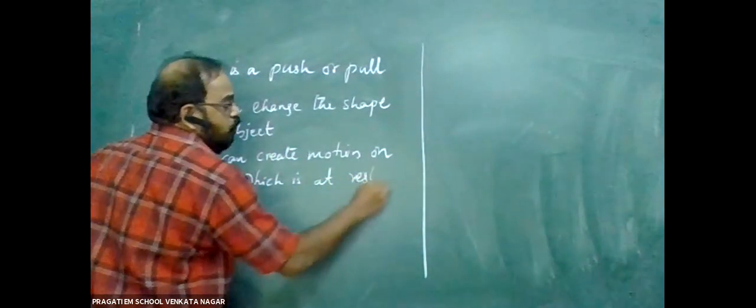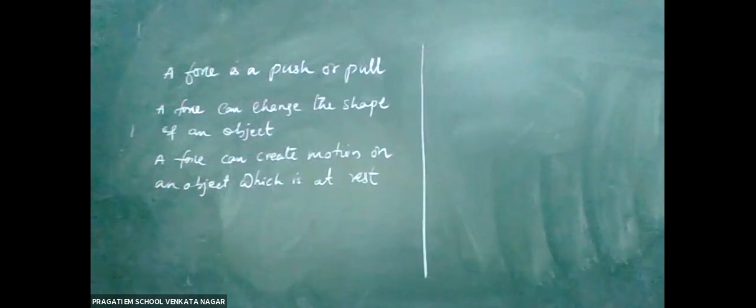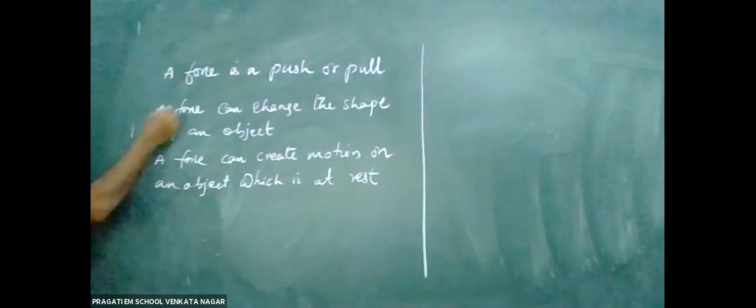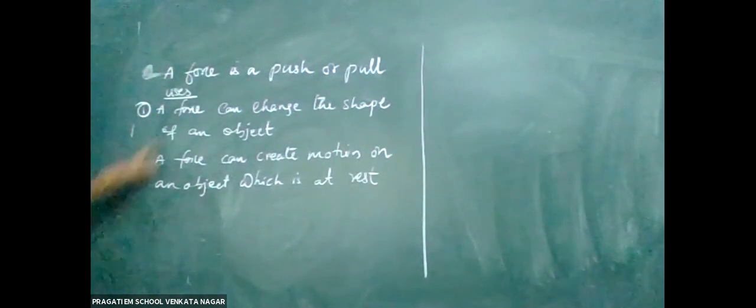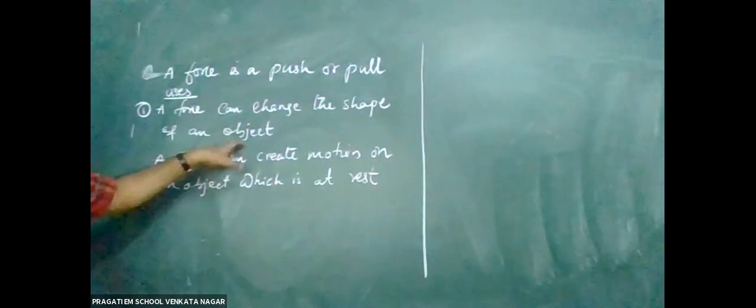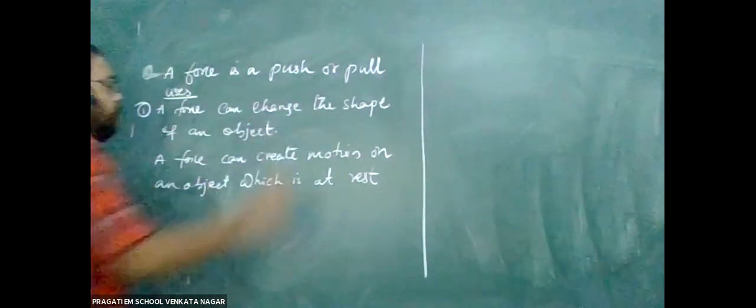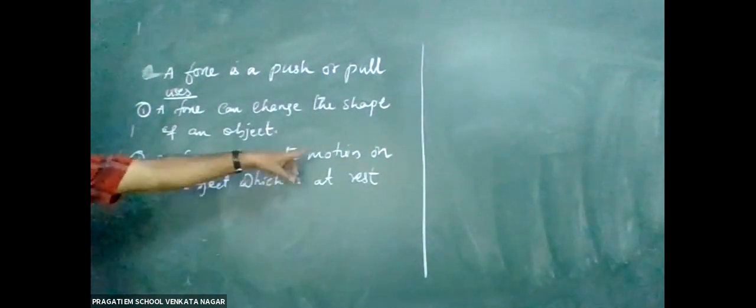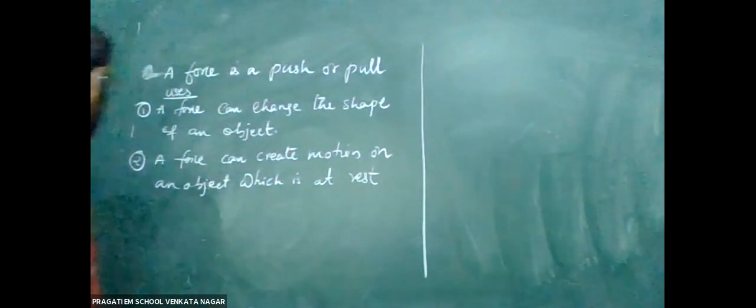These are also the uses of force, so we can give numbers here. The definition: a force is a push or pull. And what are the uses? First, a force can change the shape of an object. Another use, a force can create motion on an object which is at rest. And a force is required to create motion. Next one.